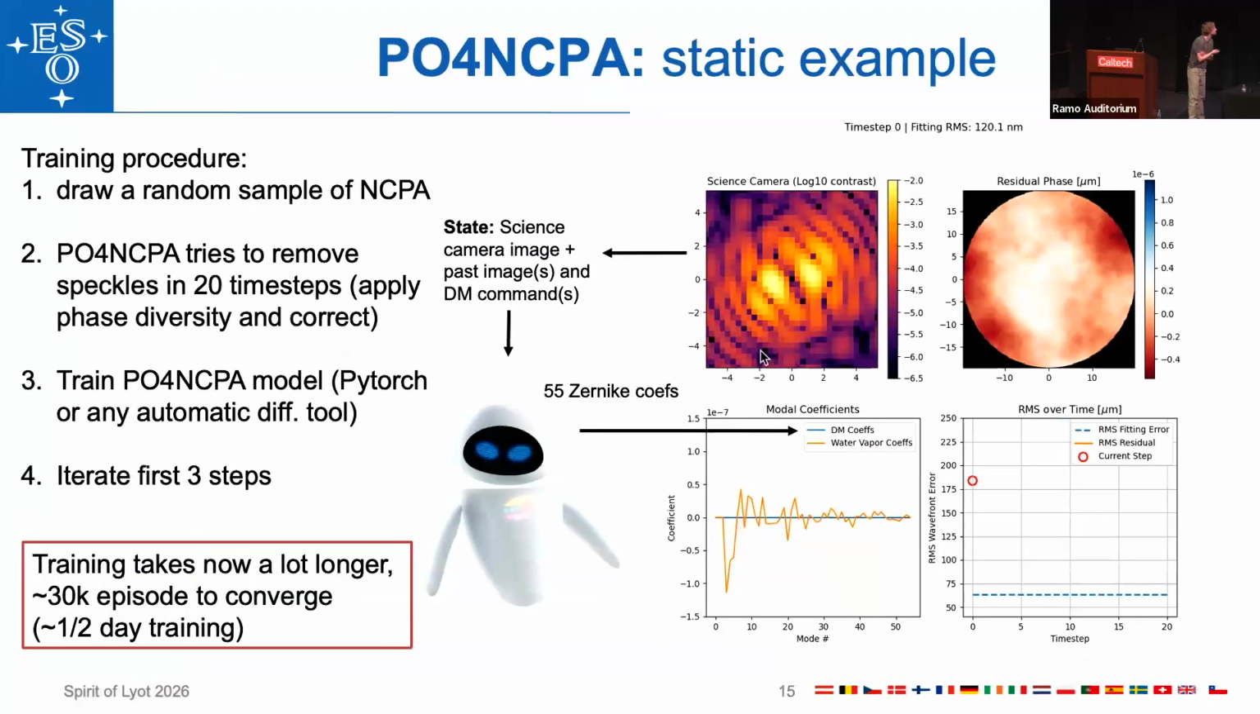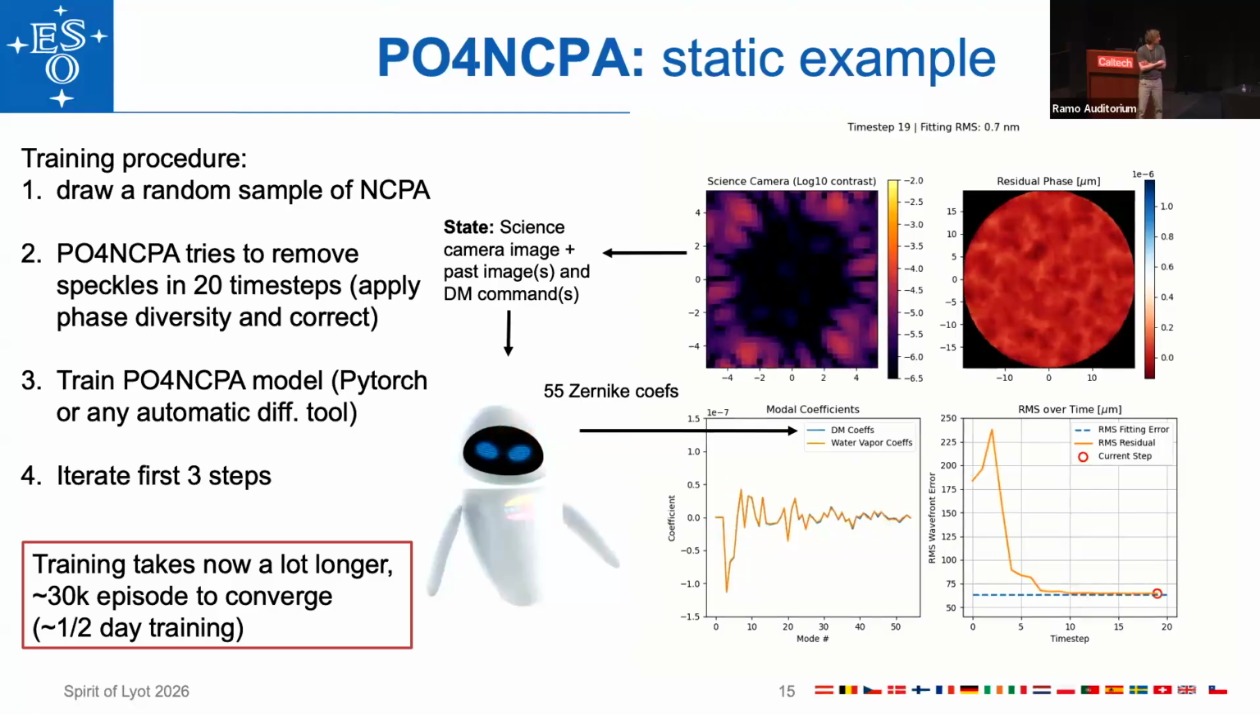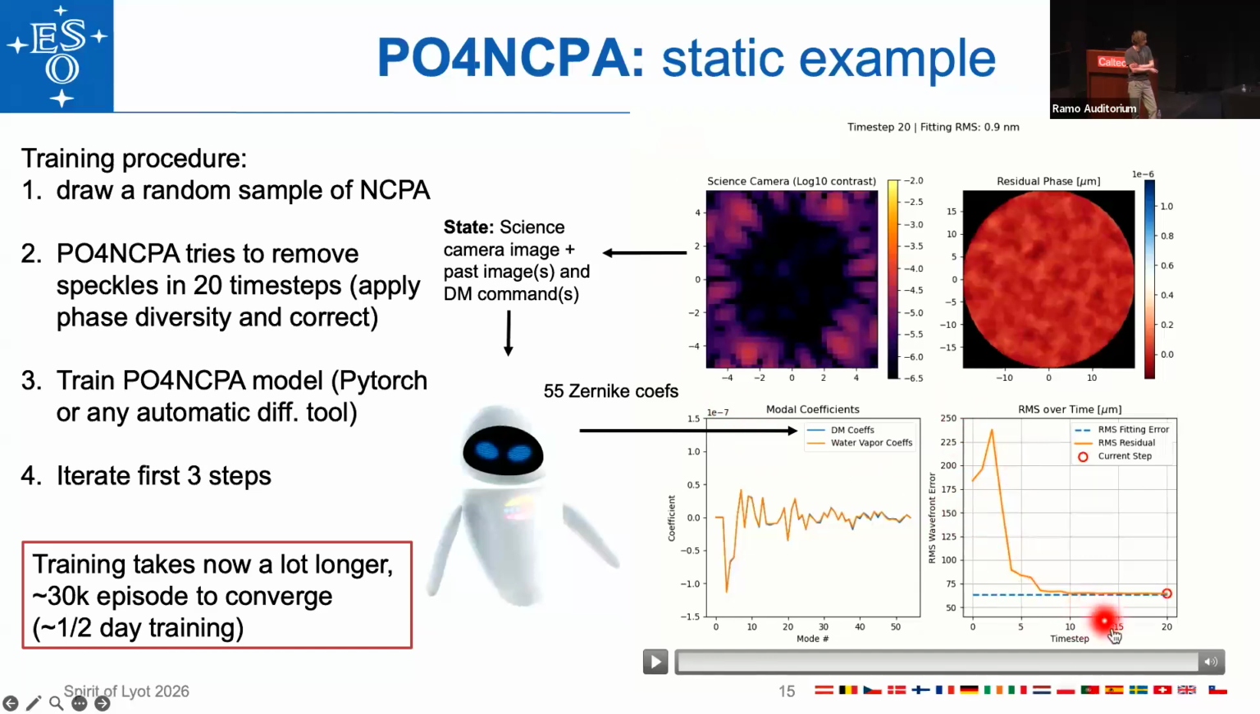So this is the name of the game. We have a static NCPA pattern. We give this robot 20 steps to correct for it. And let's go. It digs this nice dark hole here. Really, the phase errors go down to the level of the fitting error.